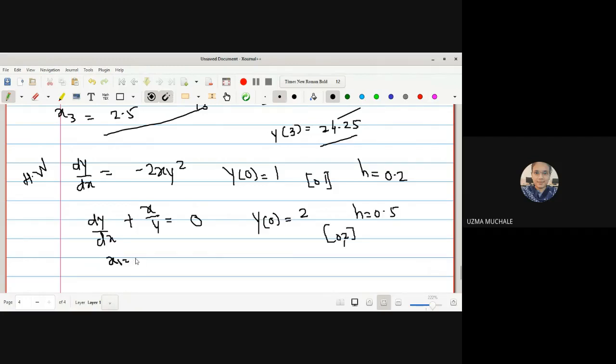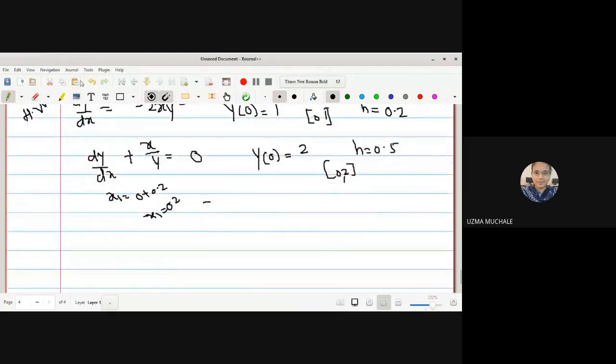x1 is equal to x naught, what is x naught? It is 0, plus h. What is h? 0.2, n into h, n is 1. So we are getting x1 equal to 0.2. Somewhere, for some value of x, we will get it equal to 1, right? And then you have to stop corresponding to that value of x. Are you getting somewhere? Suppose for x5 equal to 1, you have to stop the procedure.